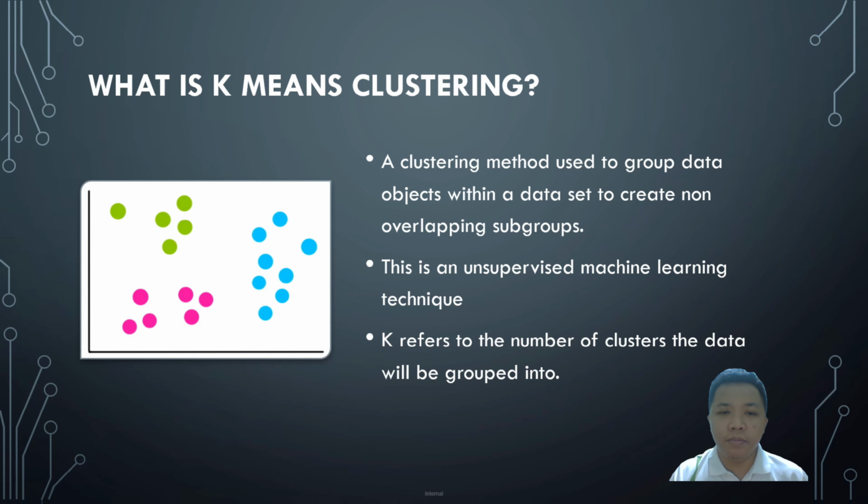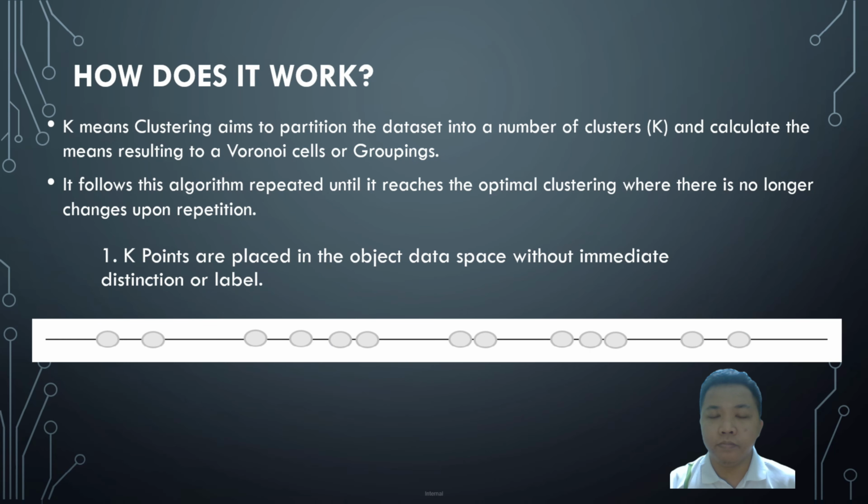Okay, so what is k-means clustering? It is a clustering method used to group data objects within a dataset to create non-overlapping subgroups. You have a big chunk of data that you need to segment into different groups to identify common behaviors of each data. This is an unsupervised machine learning technique, and K refers to the number of clusters that you want to group your data into.